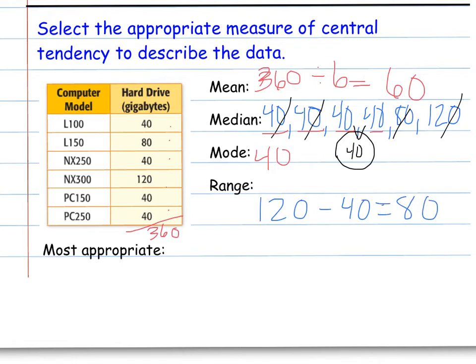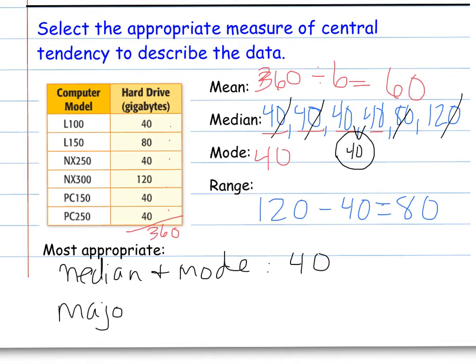So I decide, okay, what's the most appropriate? Based on this data, it looks like the majority of them are 40. So I'm going to say that the most appropriate measures are the median and the mode. Both of them end up at 40, and the majority of these types of computers come with 40 gigabytes. And then the range just tells us that there is a spread of 80 gigabytes between them.